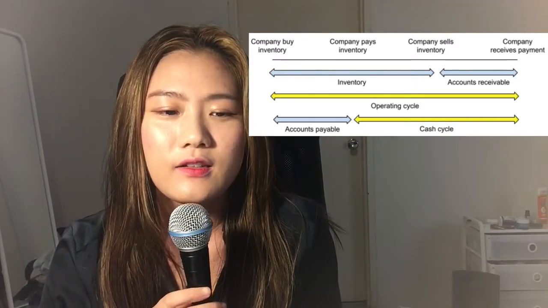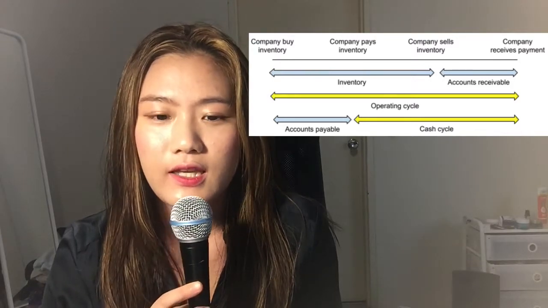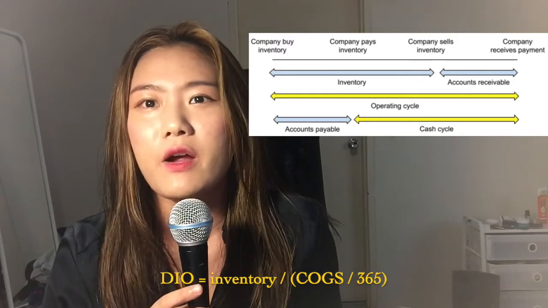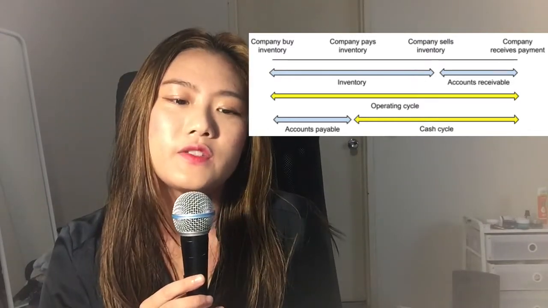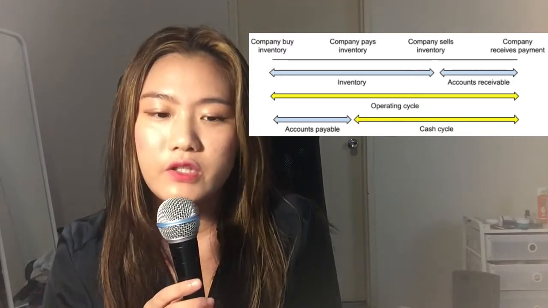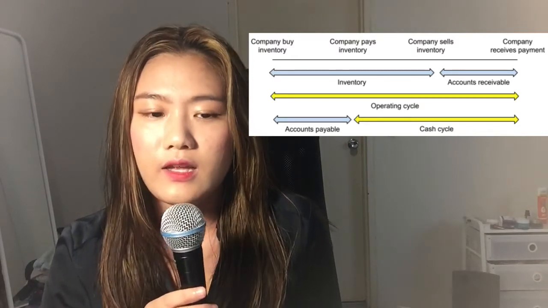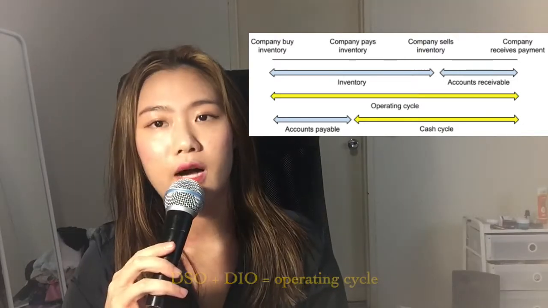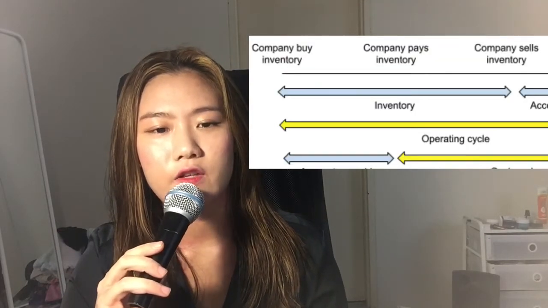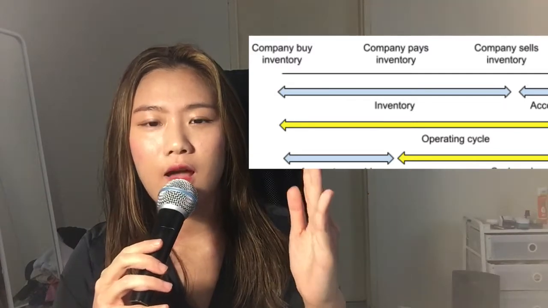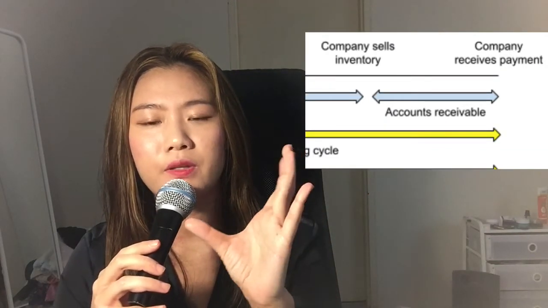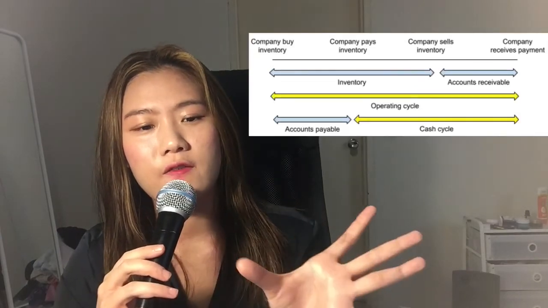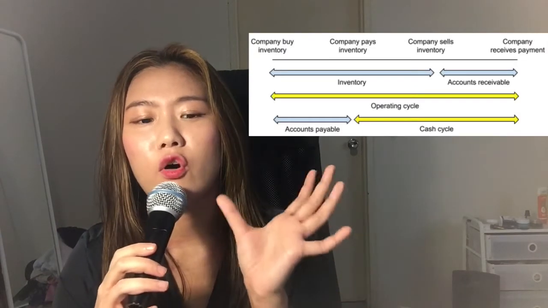And then there's days of inventory outstanding. This will be inventory divided by cost of goods sold, divided by 365. So if you have days of sales outstanding plus days of inventory outstanding, if you combine that, DSO plus DIO is the operating cycle. So the company buys the inventory and then sells the inventory. That's the inventory cycle, yeah? The time the company sells the inventory and the company receives the payment, that's the accounts receivable period. So if you combine that, then that's the operating cycle.